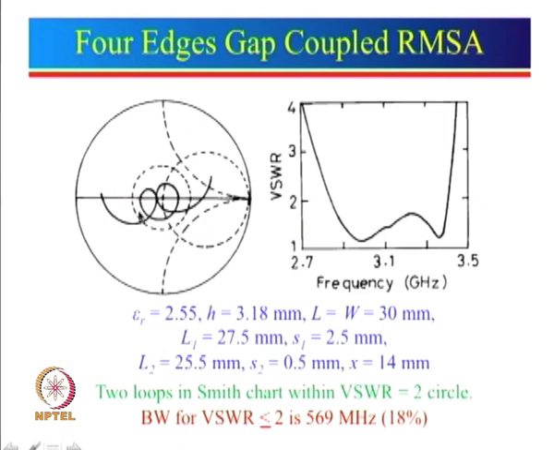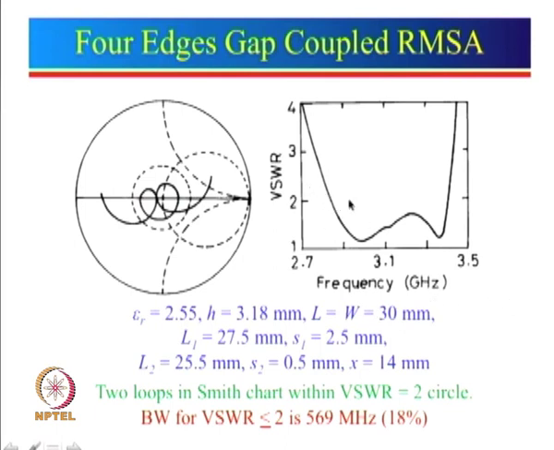So, let us see, this is the loop response over here. This loop corresponds to length L1, and that is appearing at the lower frequency, and while it is completing, another loop is formed because of this length here, and hence we see two different loops. One can see that both the loops are within the VSWR equal to 2 circle, and that gives us a larger bandwidth. So, this is the VSWR plot versus frequency.